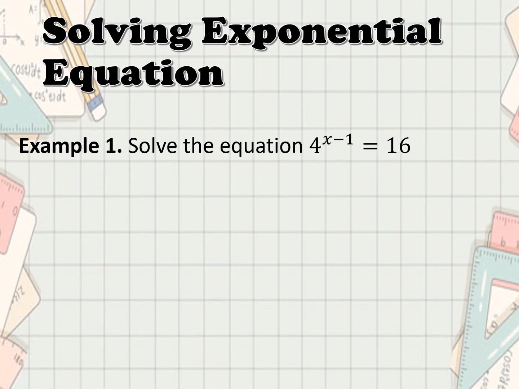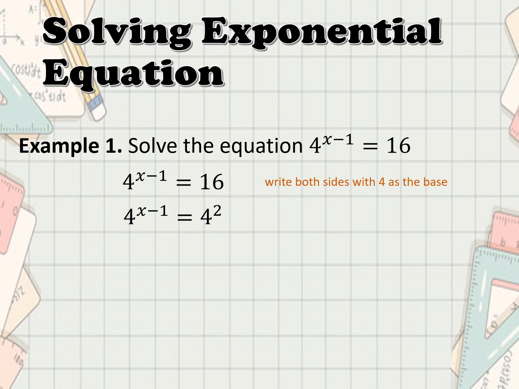Okay, now let's solve an exponential equation. Example 1, solve the equation 4 raised to x minus 1 equals 16. The first step in solving an exponential equation is that both sides should have the same base. Here on the left side, we have 4, and on the right side, 16. We can rewrite 16 as base 4 also. We can write it as 4 squared, because 4 squared is equal to 16. Right? 4 times 4 is 16.